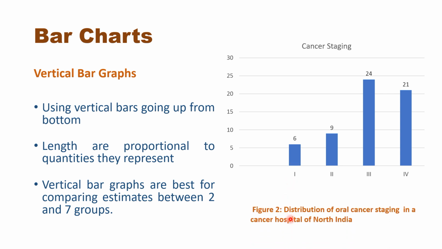So here figure 2 represents the distribution of oral cancer staging in a cancer hospital of North India. This graph clearly represents that the majority of the patients are from stage 3 and stage 4.